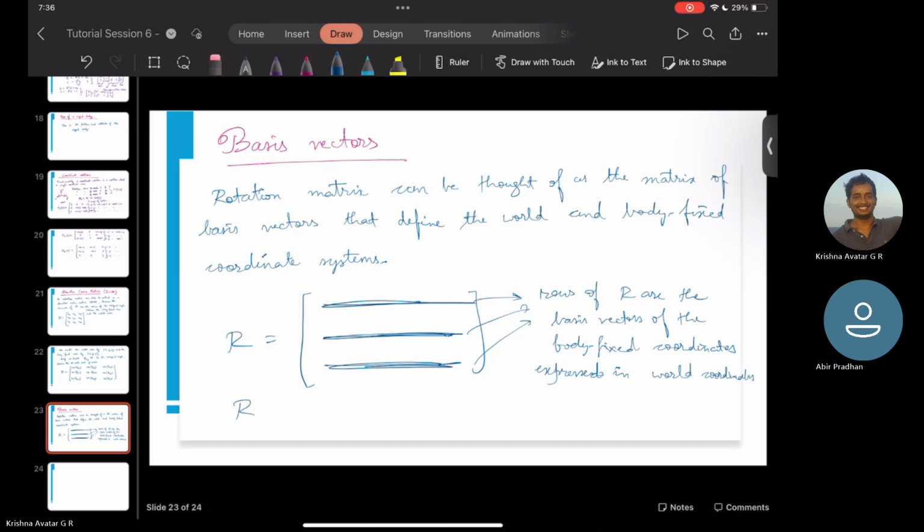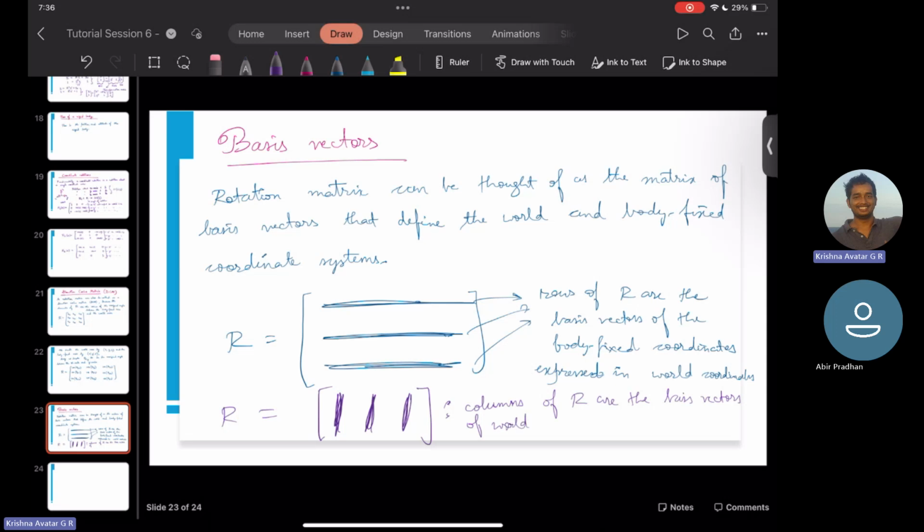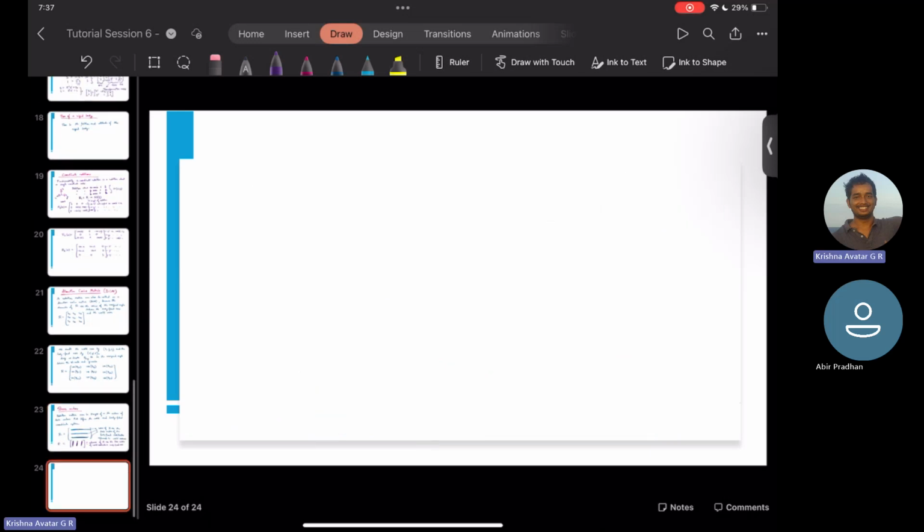Likewise, say when R is equal to, and the columns, say first column, second column, third column, right? So here we'll have it that the columns of R are the basis vectors of, vice versa, of the world coordinate system, world coordinates in body fixed coordinates. So that's what it is.